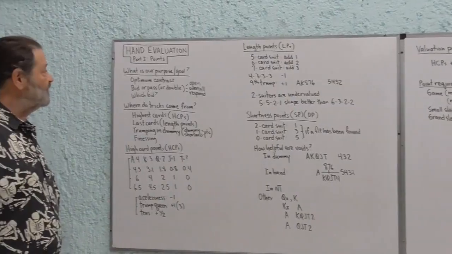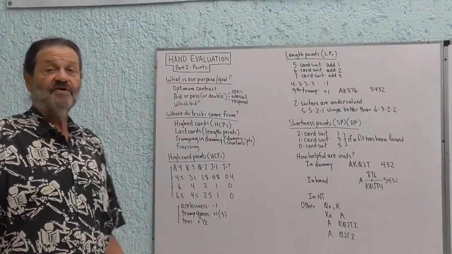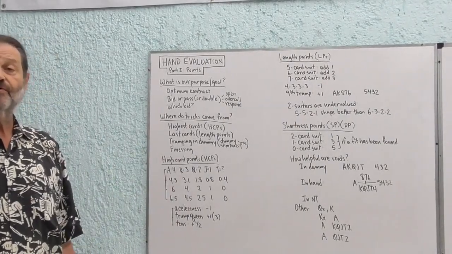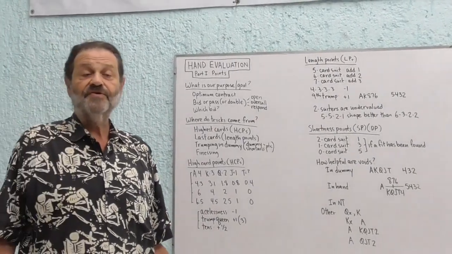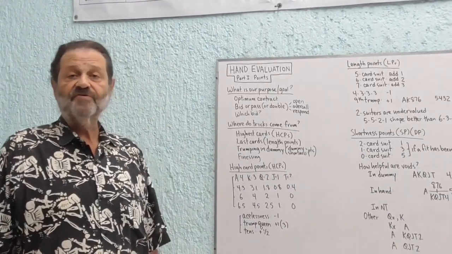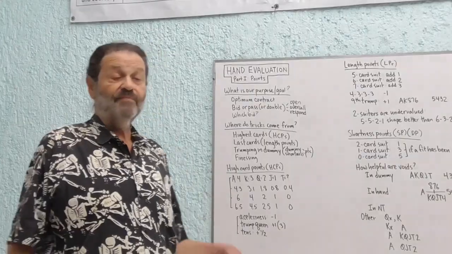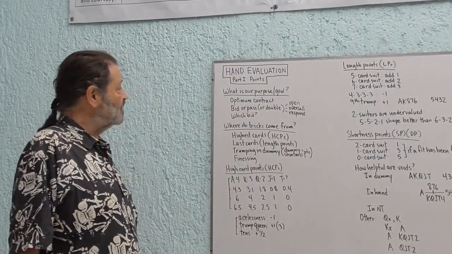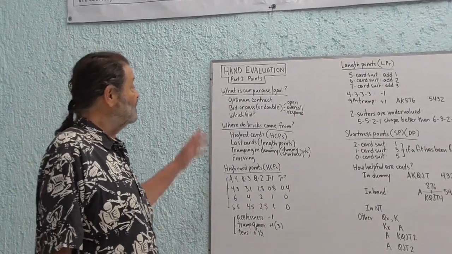So let's begin with what is our purpose? What is our goal when we sit down to the bridge table? What are we trying to do? We're trying to communicate with our partner, and we're trying to reach an optimal contract. And to do that, we need to know what the strengths and weaknesses of our combined hands are and what they can do together. So we're bidding, and we're trying to convey information to our partner.